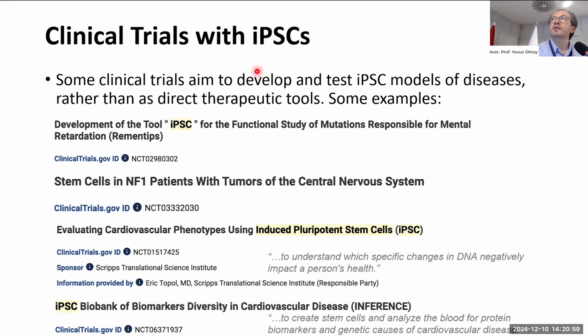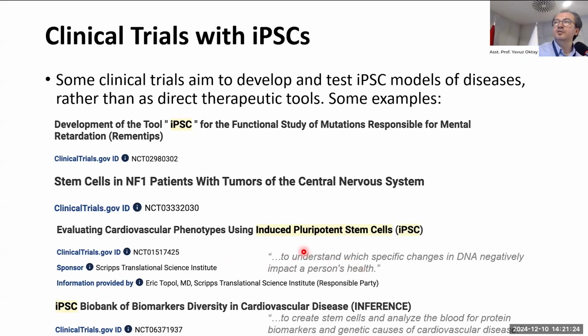Actually, on the clinical trials website, you can find many of them that aim to develop iPSCs as disease models, as you can see here, or biobanks to generate disease models later on. So this shows that iPSCs in clinical studies are being used to generate disease models too.